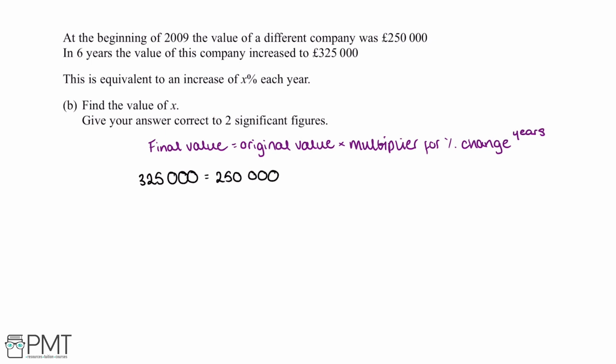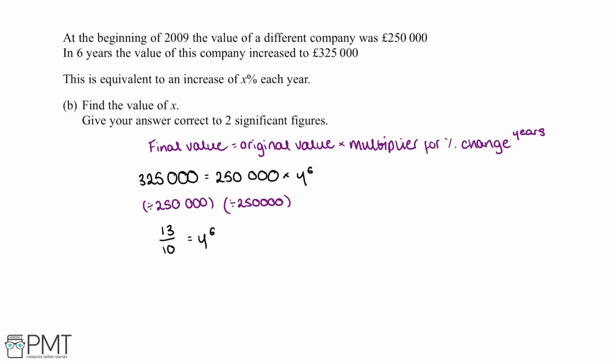And if we let y be equal to the multiplier for the percentage change, then we can multiply 250,000 by y, and then the number of years is 6 years. And now what we're going to want to do is simplify down this equation to make y the subject. So the first thing we're going to want to do is divide both sides by 250,000. So 325,000 divided by 250,000 gives us an answer of 13/10. And this will be equal to y to the power of 6.